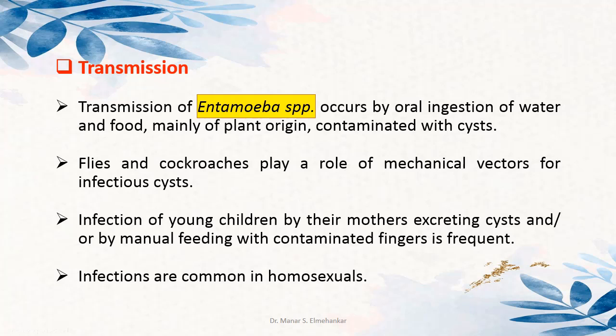After etiology, I will talk about transmission. Let's start with Entamoeba histolytica transmission. Transmission of Entamoeba occurs by oral ingestion of water and food, mainly of plant origin, contaminated with cysts. Also, flies and cockroaches play a role in mechanical transmission. The infection of young children by their mothers excreting cysts or by manual feeding with contaminated fingers is frequent, and infections are common in homosexuals.